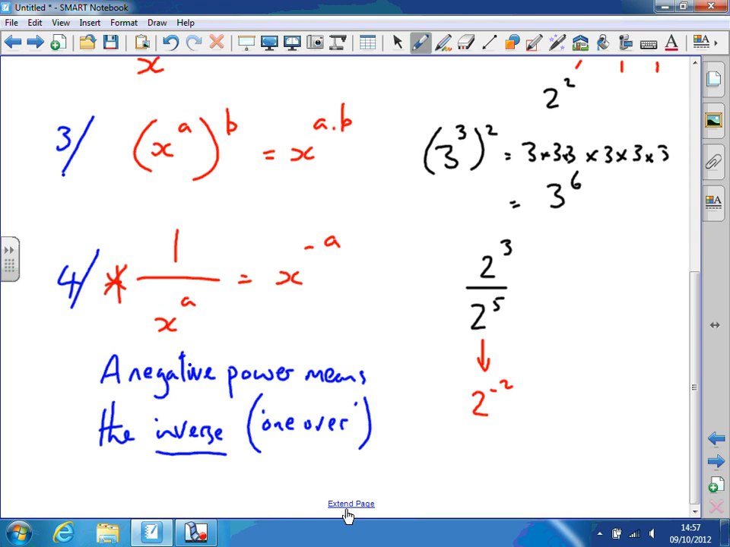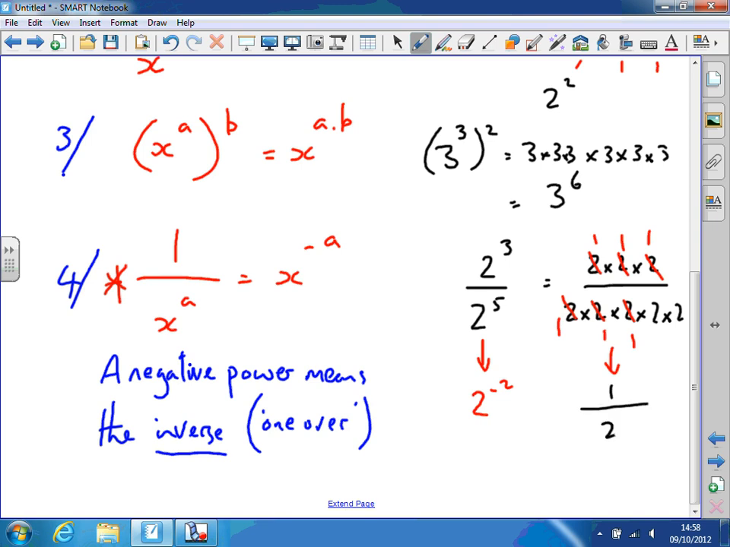But if we think about what they actually mean, this means 2 times 2 times 2 over 2 times 2 times 2 times 2 times 2. So again, we cancel 1 with one of these, and so on. So we replace 3 of the 2's on the top with 1, the other 2's on the bottom with 1, because they cancel into each other. So I'm left with 1 over, because 1 times 1 times 1 is 1 at the top, over 2 squared. So we see that 1 over 2 squared is the same as 2 to the minus 2.